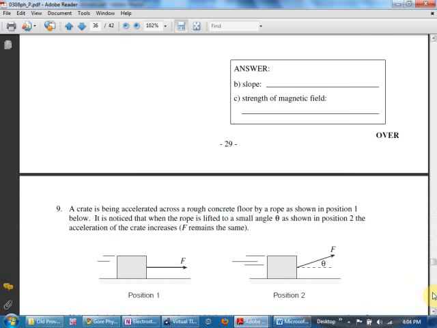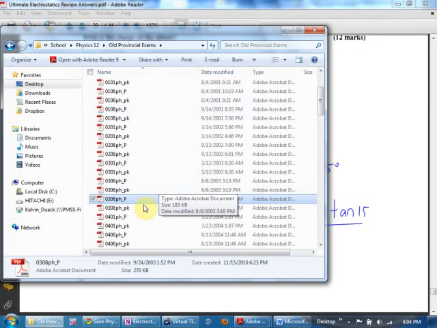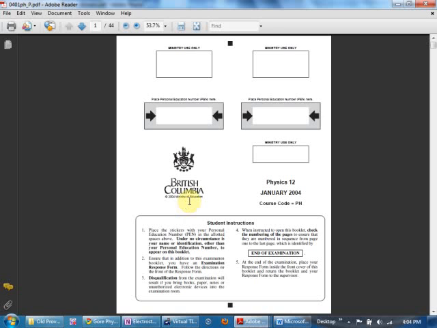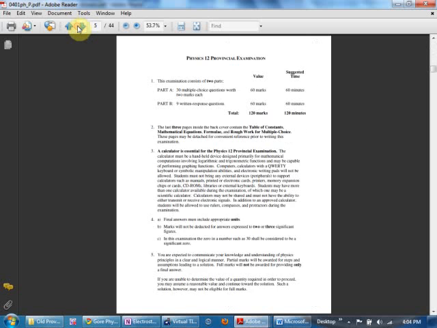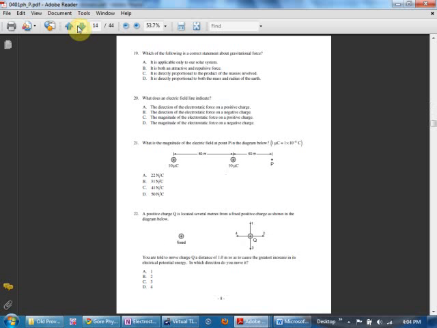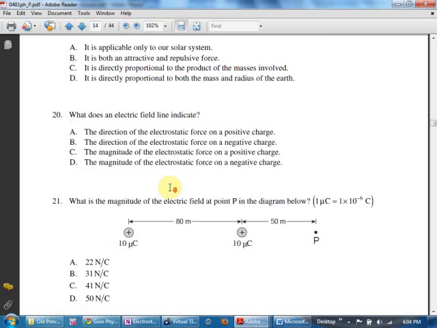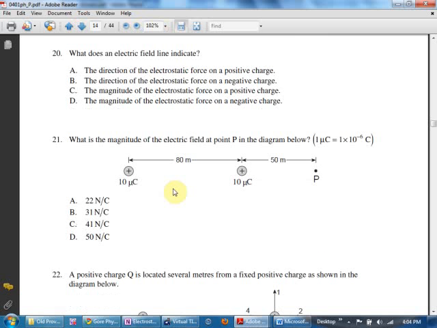Then I have January 04. Number 20. What's the answer? Read it. What does an electric field line indicate? What do you think the best answer there is?